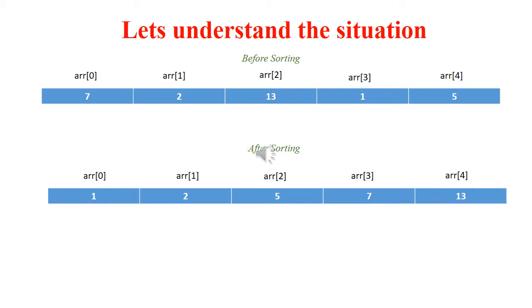Let's understand the situation. Here I'm just providing you a 5 element array, ARR 0, 1, 2, 3, 4. Before sorting, the array was 7, 2, 13, 1 and 5. And after sorting, it will become 1, 2, 5, 7 and 13. So the positions of the array remain the same, but the elements are interchanged. ARR 0 now has 1, ARR 1 now has 2, ARR 2 now has 5. So finally the array gets modified to hold the sorted elements.